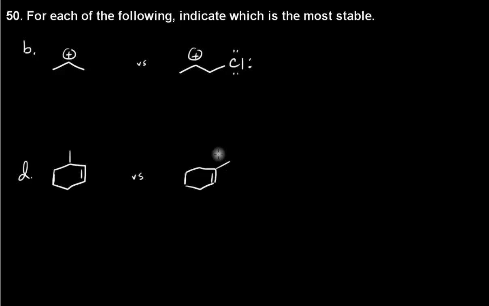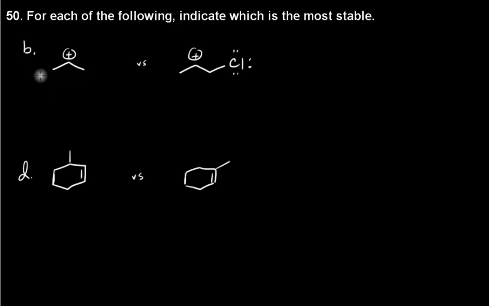Okay, so question 50. For each of the following, indicate which is the most stable. So there are 4 questions here. Definitely suggest you do them all. These 2 are the only ones I'm going to play around with, sub-question B and D, and I'll let you do the other 2 on your own.